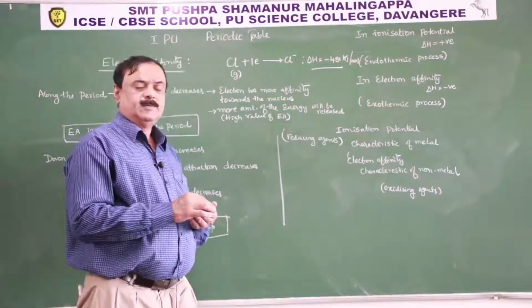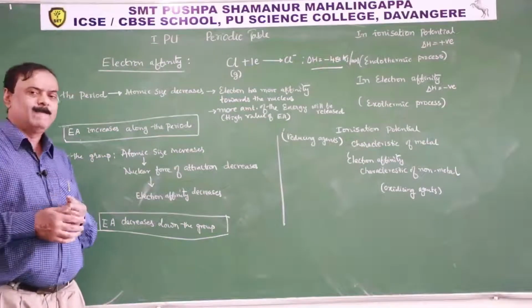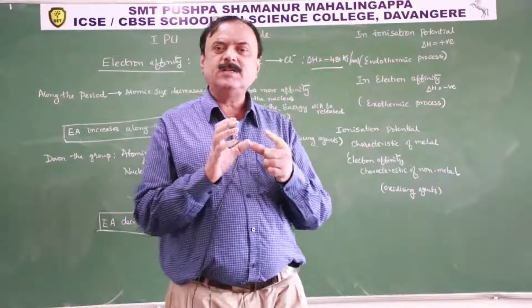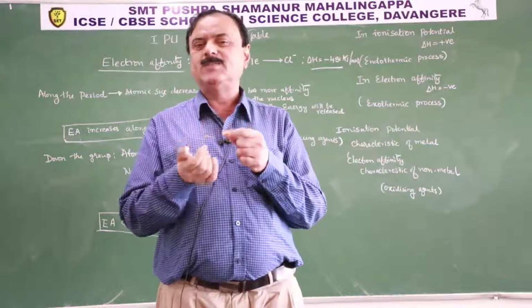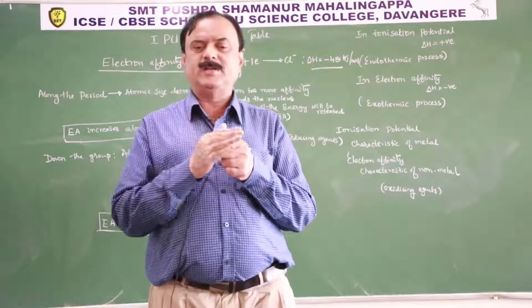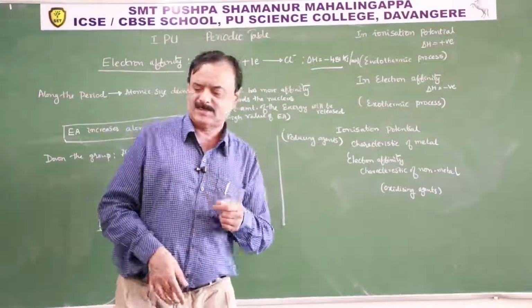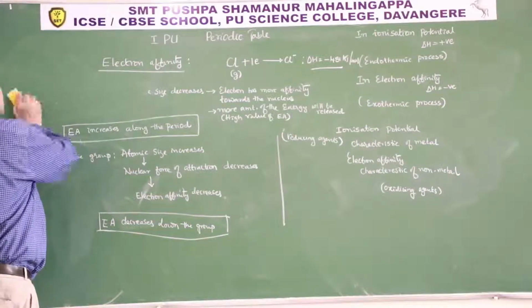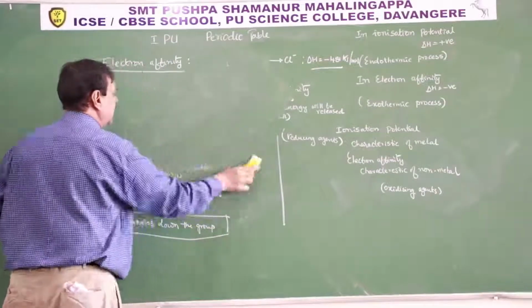Therefore, exceptional cases are there. With respect to the halogen family elements, fluorine, chlorine, bromine and iodine, the electron affinity value of fluorine is smaller than that of chlorine. For the rest, bromine and iodine, the electron affinity value further decreases. According to the trend, fluorine should possess a higher electron affinity than chlorine, but it is smaller than that of chlorine.